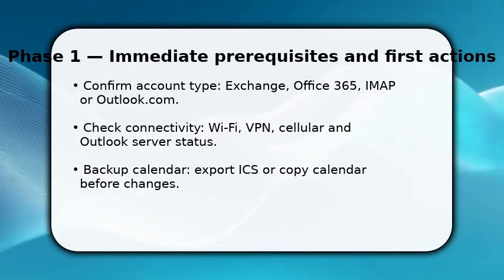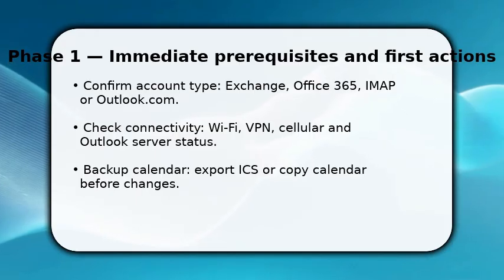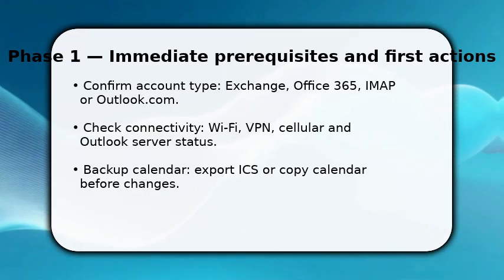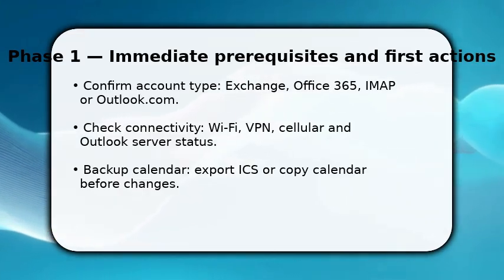You start by confirming your account type and backing up the calendar so you can revert if needed. Check network access, VPN, and server health. Unstable connectivity breaks sync. Once done, clear local sync cache and restart Outlook. This forces a fresh sync.